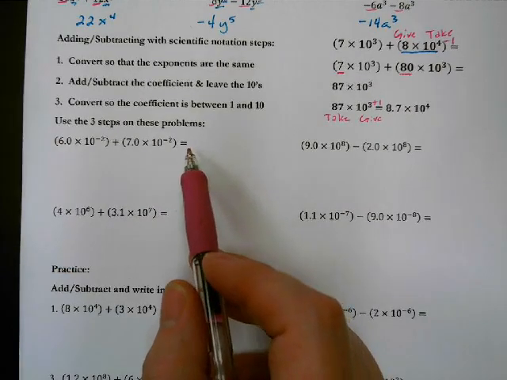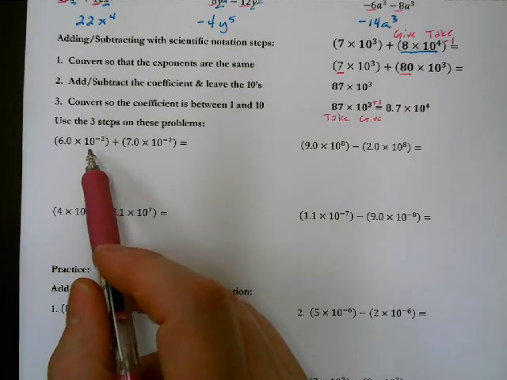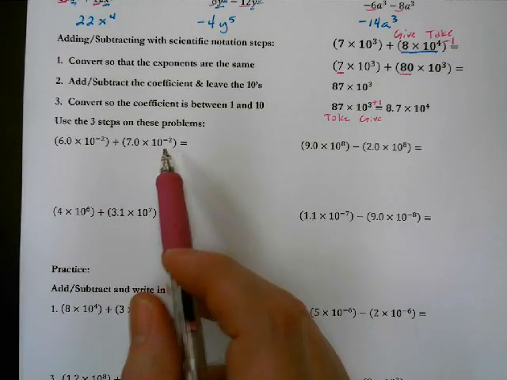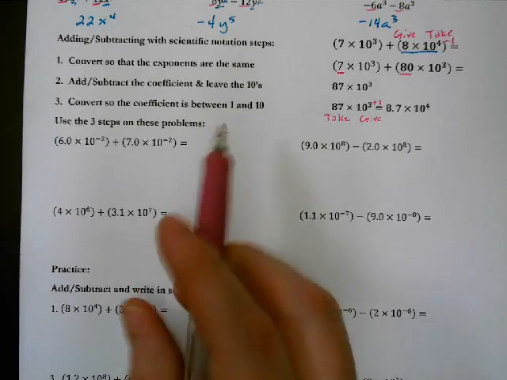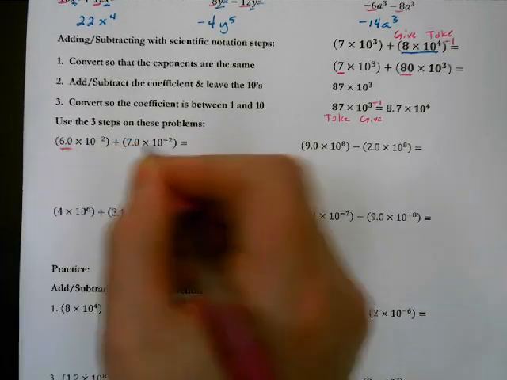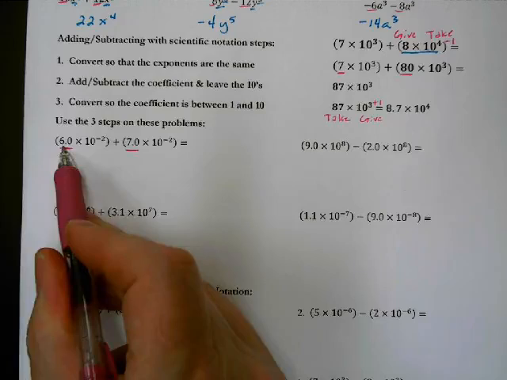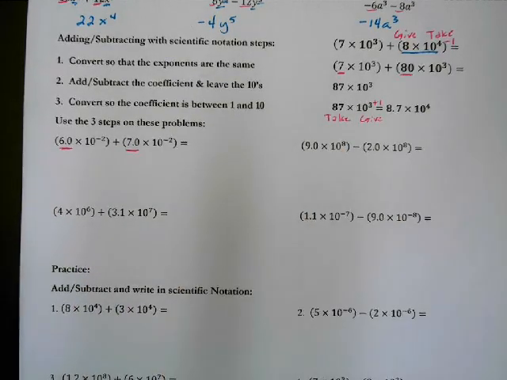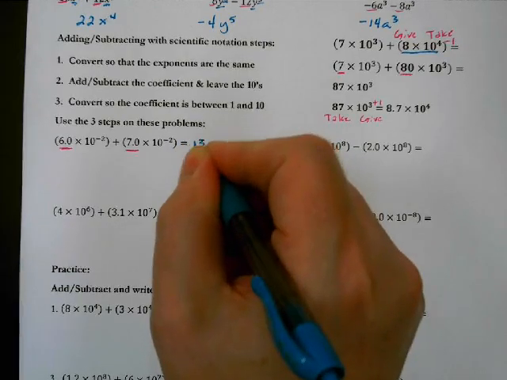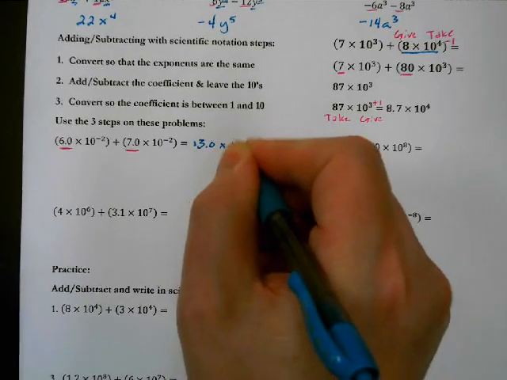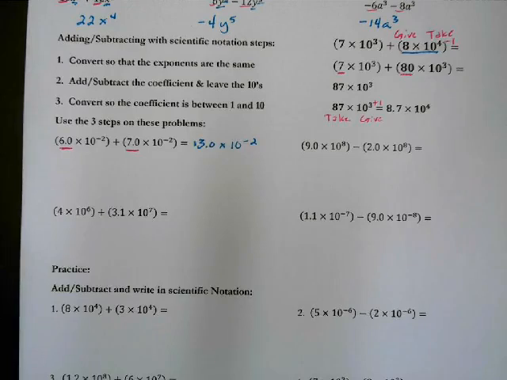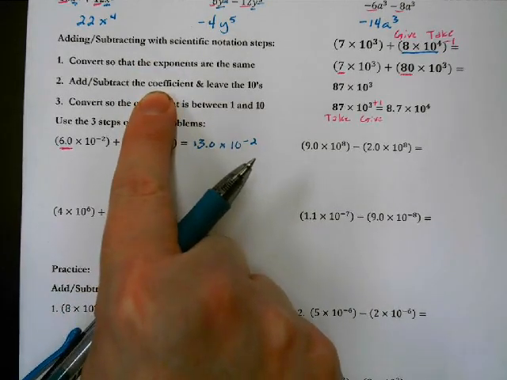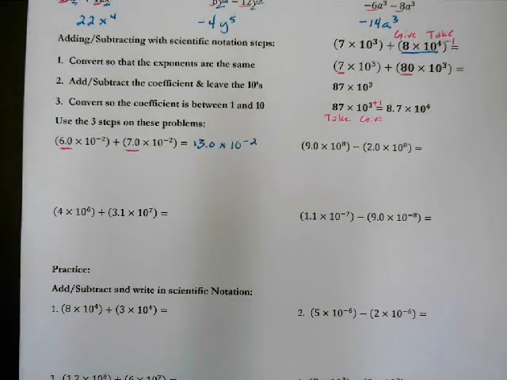Okay, so the first thing we're going to do is check to see if we have like terms. 10 to the negative second, 10 to the negative second. Oh joy, we do have like terms. So since we have like terms, all we have to do is say 6.0 plus 7.0. That comes out to 13.0 times 10 to the negative 2. So we didn't need to convert. So we jumped to step 2 and we added or subtracted the coefficients and left the base 10 alone.